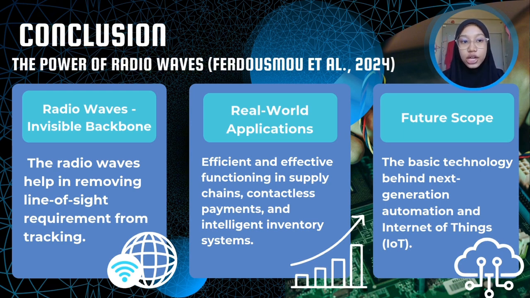This drastically reduces human error and accelerates processing times in everything from retail inventory to global supply chains and contactless payment. Ultimately, RFID isn't just about tracking boxes. It's a foundational pillar of the future of the Internet of Things. By seamlessly bridging physical objects with digital databases via radio frequencies, RFID will continue to shape the ultimate hyper-connected world of tomorrow.